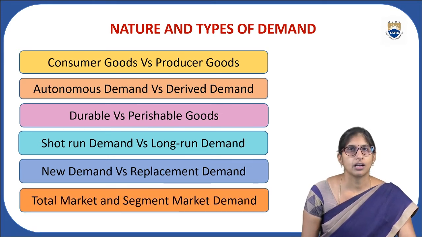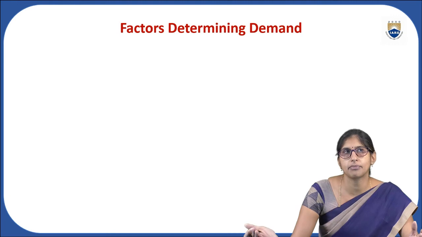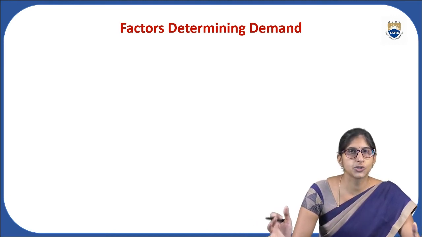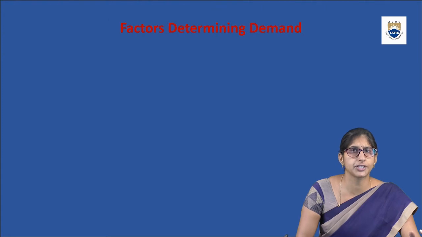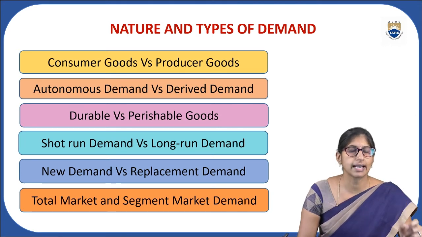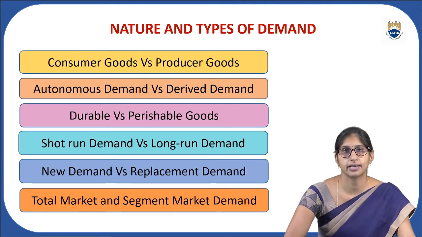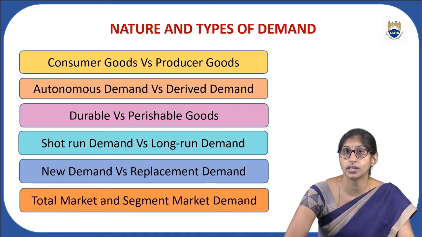Now coming to the last one, that is total market and segment market. Total market means we are studying the total market. For example, take sugar. What is the total sugar consumption in a particular region? That can be known by knowing the market condition. What is segment market demand? Sugar consumption in a particular region like Hyderabad: what is the population and what is the sugar consumption? If we are studying this, then we call it total market demand.